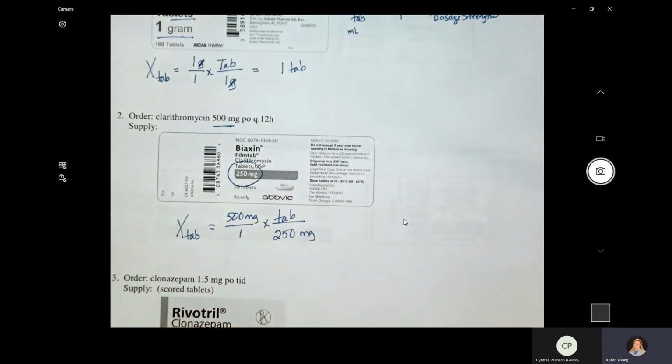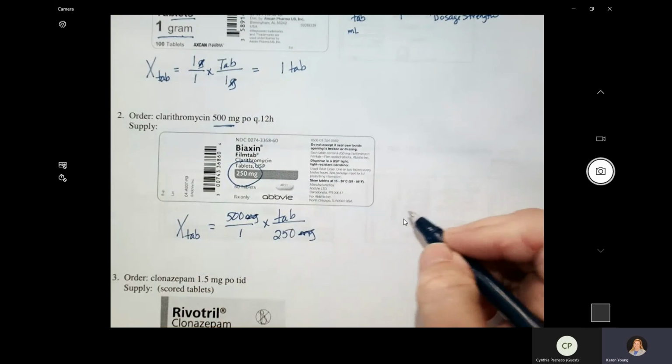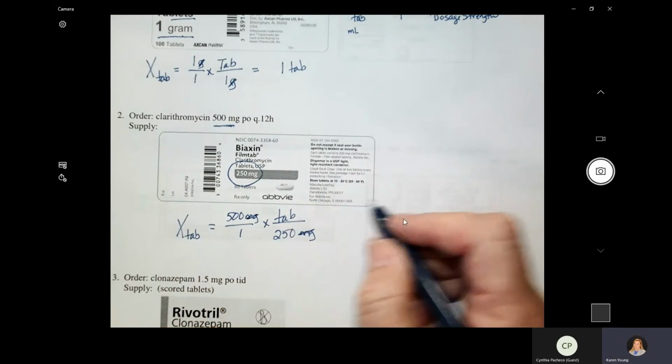Make sure you put the unit of measure with your numbers, because it's a double check, it's a safety check, really, because the doctor may have ordered milligrams, and the pharmacy may have sent micrograms. Or the doctor may have ordered milligrams, and the pharmacy sent grams. So you keep those in. When you go to cancel, my milligrams cancels my milligrams, so you can cancel your units.